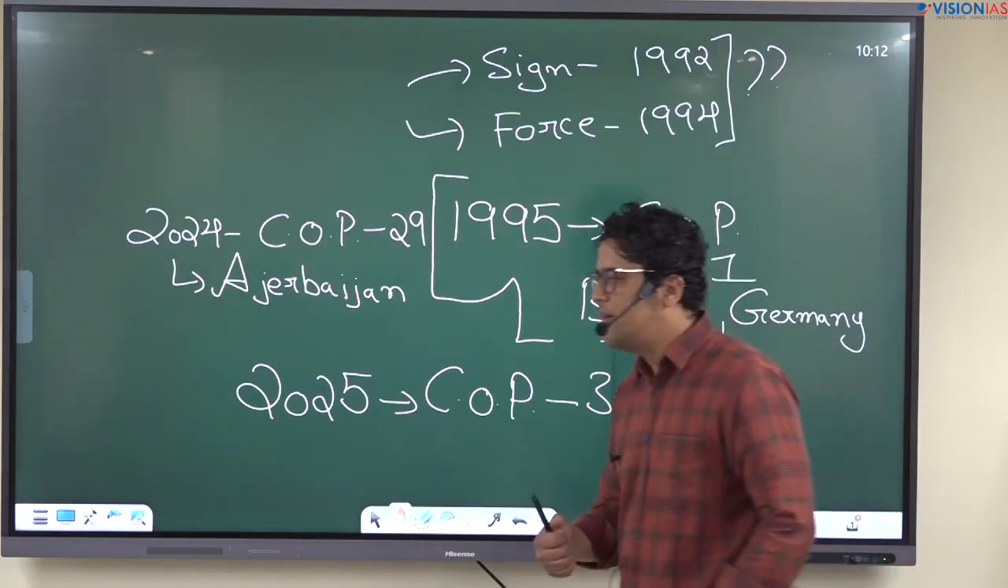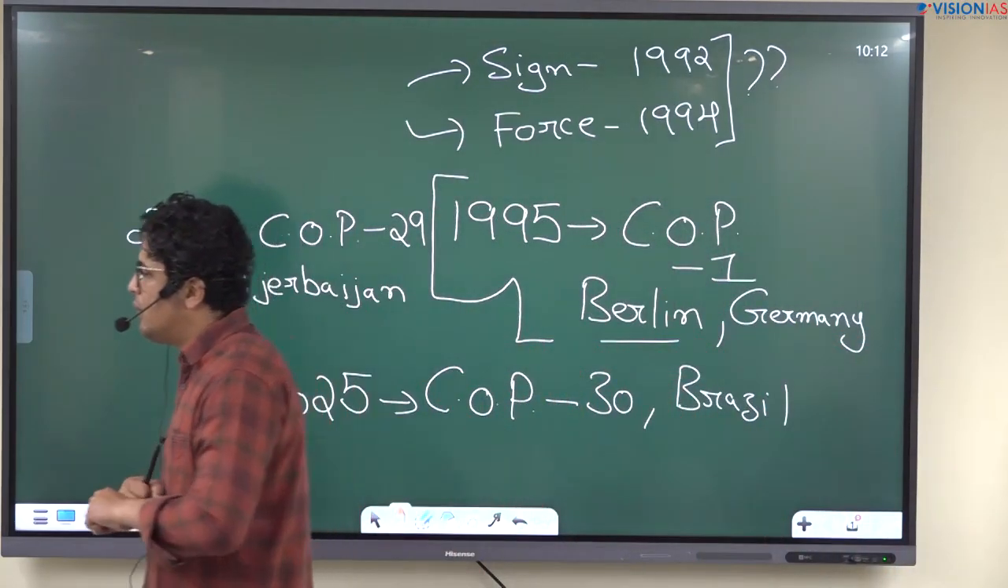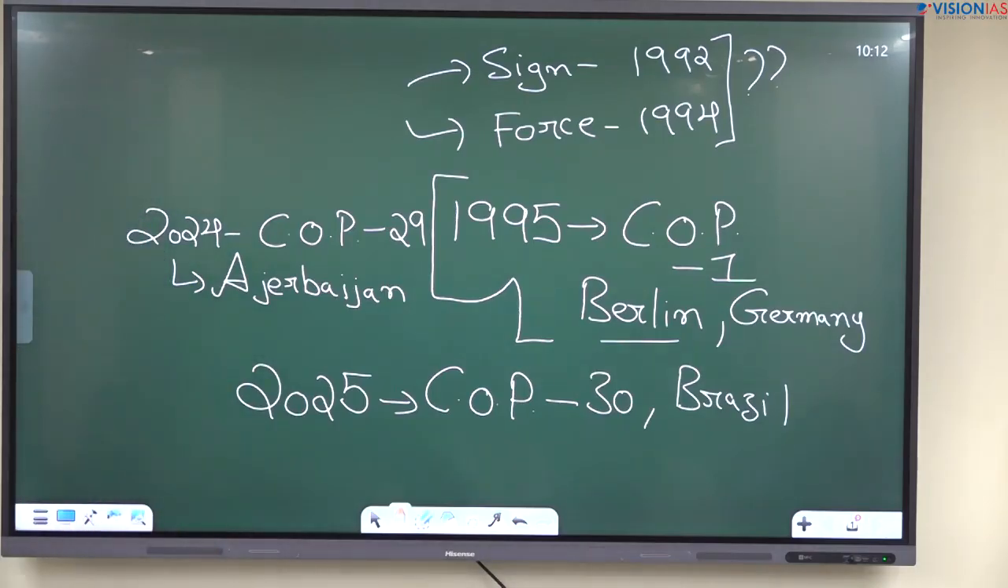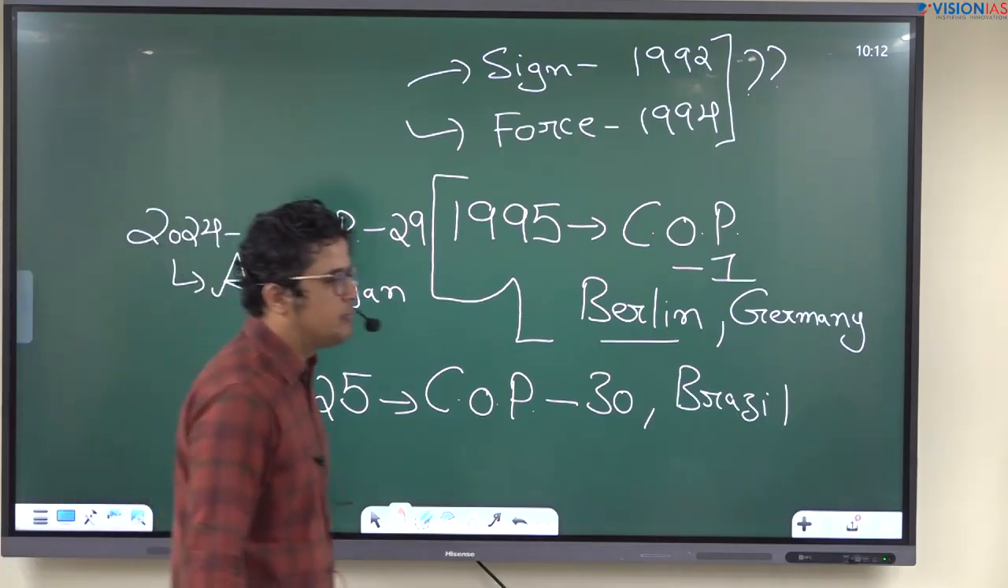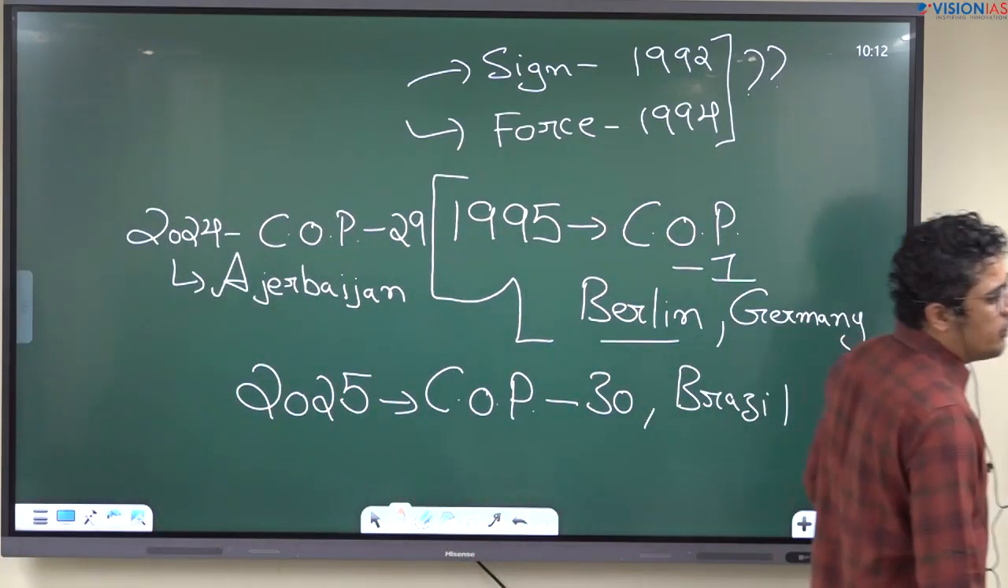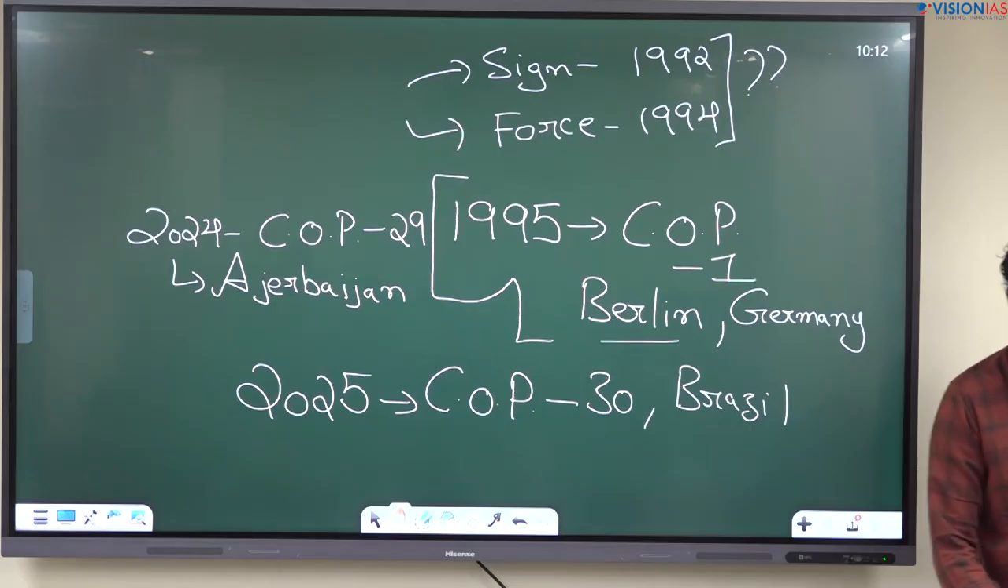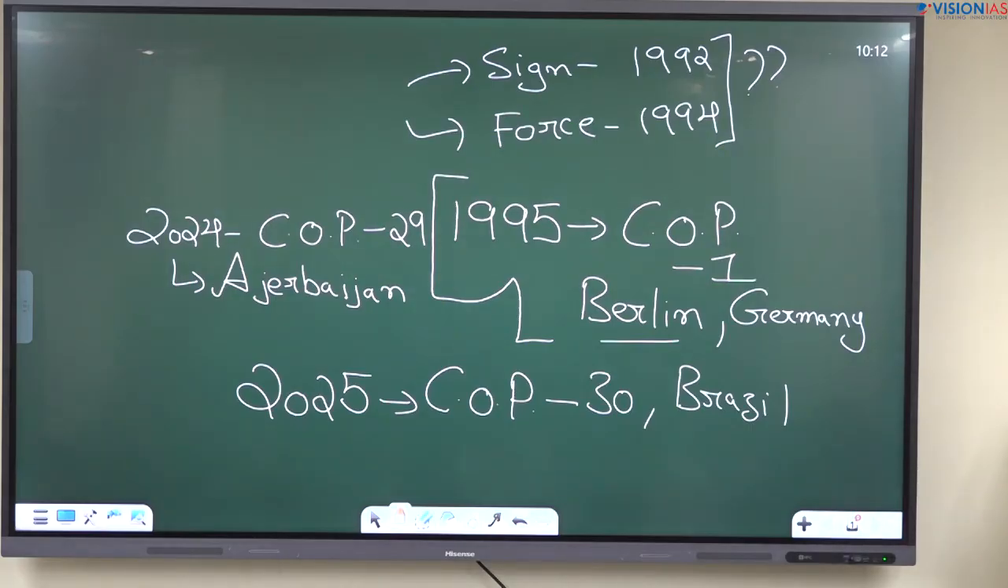First is COP3. What was the year? Which place? Kyoto. Read this. Why it is important? Read this. Kyoto Protocol came into existence. That is why it is important. Kyoto Protocol was signed. We will read about Kyoto Protocol.